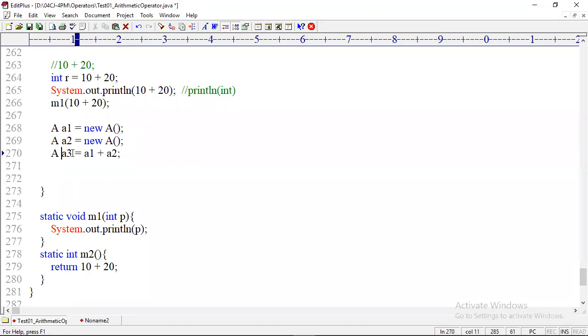Then A3 variable should point to whom? Is it a mathematical value? If it is a mathematical value, you can store it. 30 is meaningful. But A3 is a reference. Reference means it should point to an object.